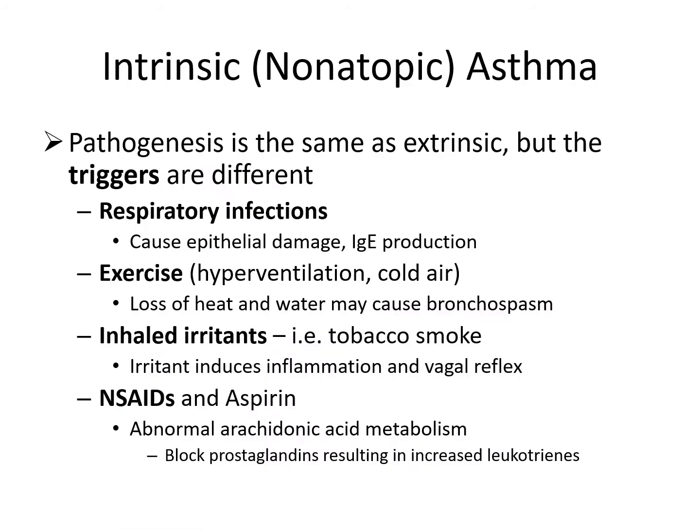So looking at intrinsic, or non-allergic or non-atopic asthma, the pathogenesis and pathophysiology are the same. In other words, those same things are going to occur in these patients that occurred in the allergic, extrinsic asthma patients, but the triggers are going to be different. In this case, respiratory infections can trigger it, so we get epithelial damage with IgE production due to the infection. We can have exercise-induced asthma, which is very common in cold air or people who are hyperventilating, and that loss of heat and water can cause bronchospasms.